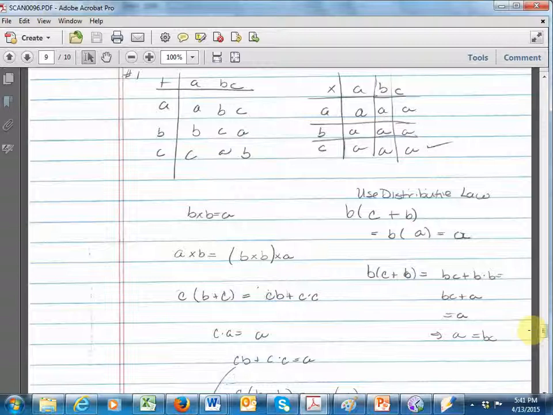So if I use the distributive law here, for example, B times the quantity C plus B, well, I just go to this table, C plus B is A, so this really is B times A. Sure. Right? I've seen that. And anything times zero is zero. A is the zero in this additive table. I didn't see that. And that's how I use the A in a way that I can get where I need to get. And in fact, I probably did this on number two as well.